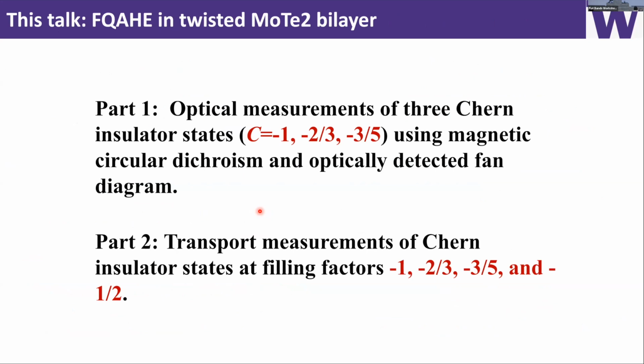There are two parts to my talk. The first part is briefly mentioning our optical measurements of these Chern insulator states using magnetic circular dichroism and these optical spectroscopies. In the second part, I'm going to talk about the transport evidence of these results. In addition to these Chern insulator states, we also observe something interesting at -1/2 filling of the moiré unit cells.